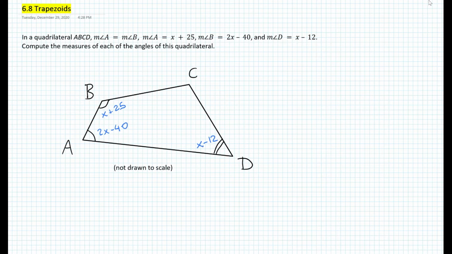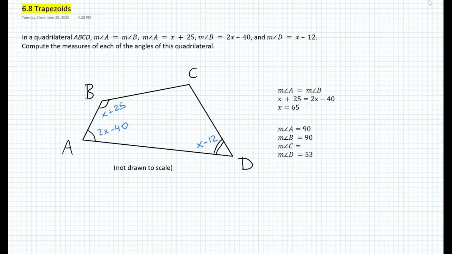We know that measure of angle A equals measure of angle B, which is given. And all we need to do here is just substitute x plus 25 for measure of angle A and 2x minus 40 for measure of angle B, and then simply solve for x. Once we solve for x, we obtain an x value of 65 degrees. Okay, so at this point, let's back substitute to find each respective angle measure.